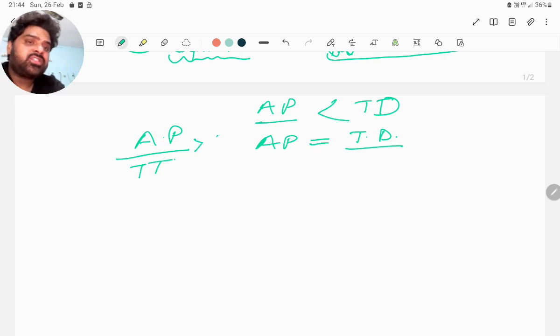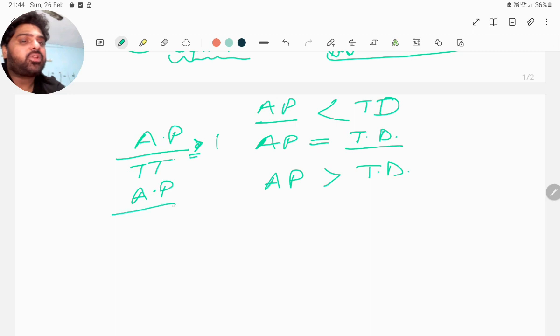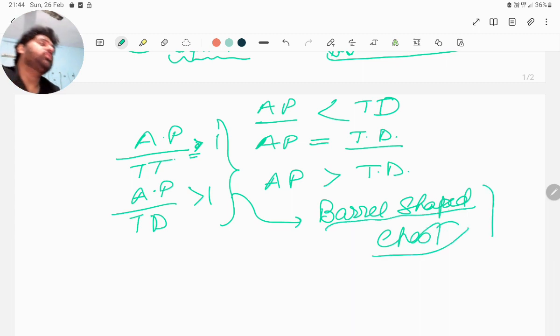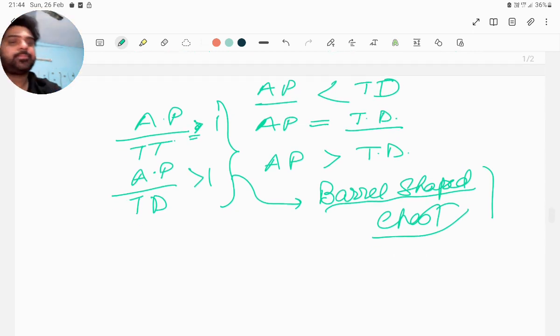At this time, the anterior-posterior diameter upon transverse diameter value is equal to 1. Then after some time, the anterior-posterior diameter becomes more than the transverse diameter, and at this time the anterior-posterior diameter upon transverse diameter value is more than 1. This condition is known as barrel-shaped chest. So barrel-shaped chest is when the anterior-posterior diameter of the person is more than the transverse diameter, and the cause I have already explained in pathogenesis, why there is hyperinflation. Okay.